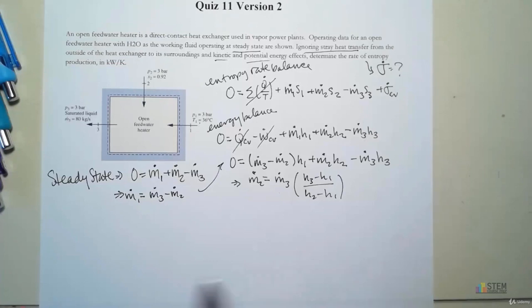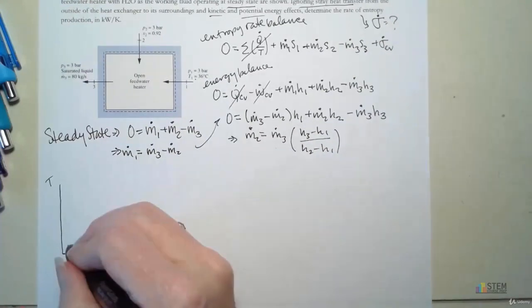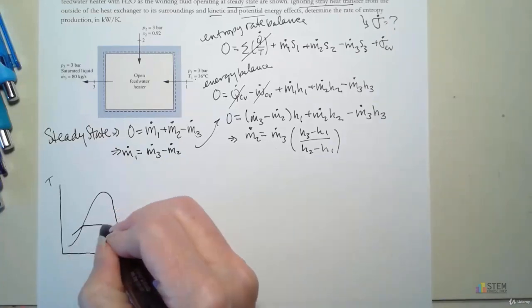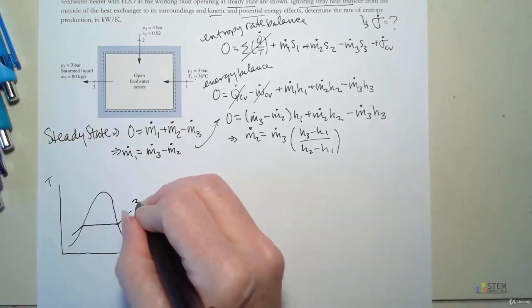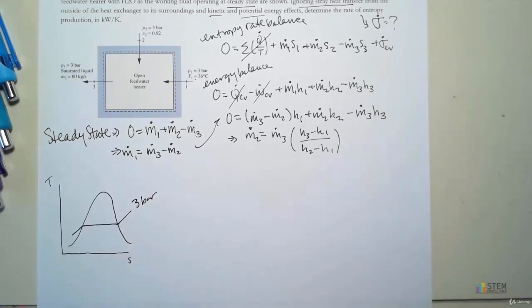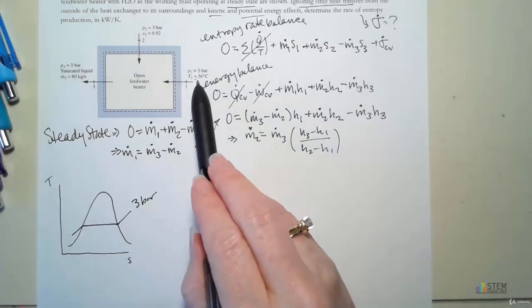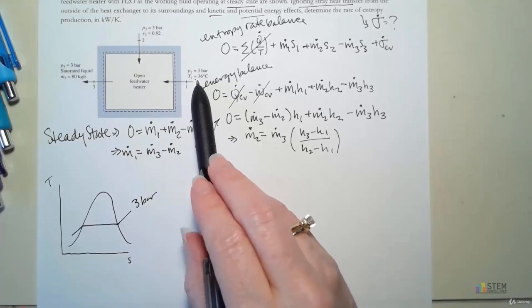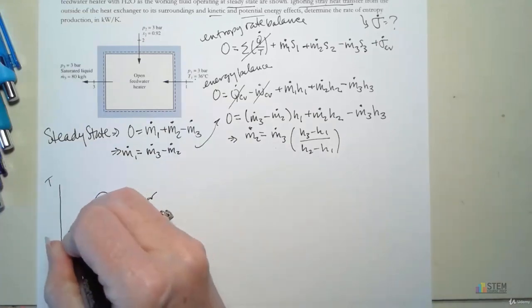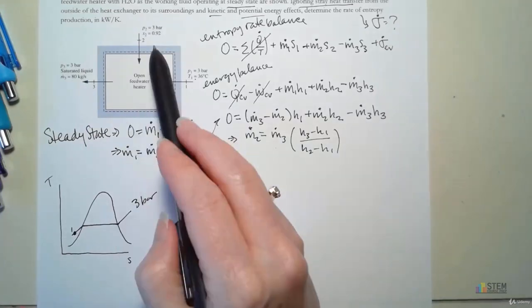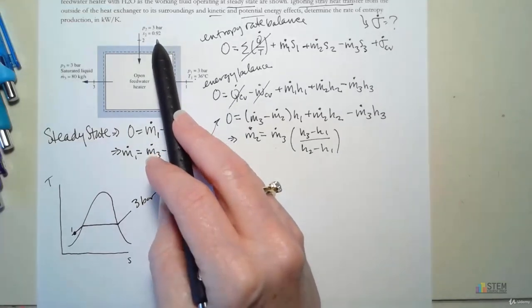To do that, we're going to have to look in the tables, and let's set up a little diagram here so you can see where everything is. So this is a T-s diagram. On this one, let's go ahead and draw this. So we've got 3 bar. Now for this one right here where we're coming in, we've got P1 is 3, T1 is 36. If you look that up in the table, you'll find that that's down here. That's compressed liquid. Now let's do the other two, and then we'll move on to the tables. Here you're given a quality of 0.92.